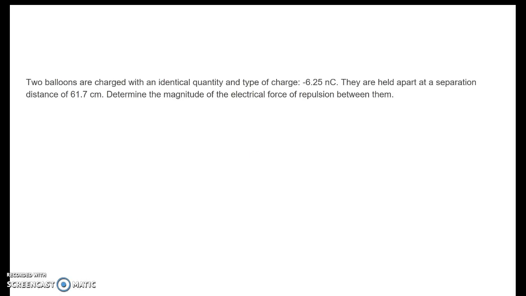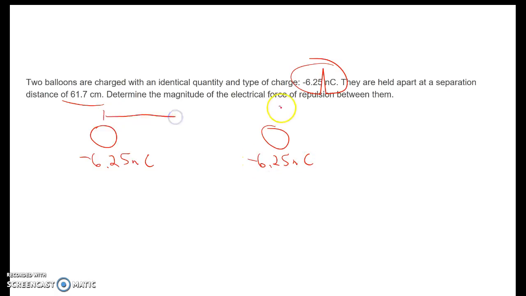Here's one that's a little more realistic, and it uses nanocoulombs. And this is something we want to address here in a second. Two balloons are charged with identical quantity and type of charge, negative 6.25 nanocoulombs. They're held apart at a separation of 61.7 centimeters. We want to find the magnitude of the force of repulsion between them, both negative charge. So here's balloon 1 with negative 6.25 nanocoulombs. We have another balloon with negative 6.25 nanocoulombs. And our distance is 61.7 centimeters between them, okay?